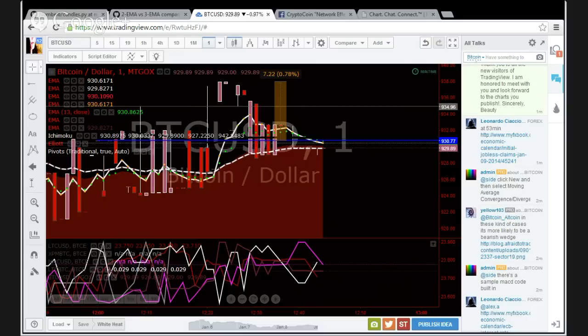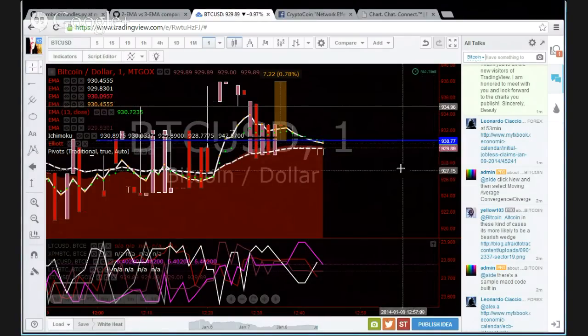Okay, so you know that we got into the Billy Go-Go trade at 9:30.77 on the Bitcoin Mt. Gox. And we are now trading down at 9:29.89.